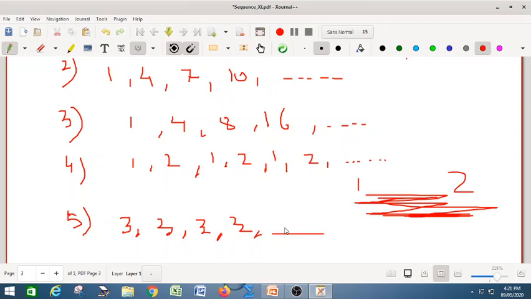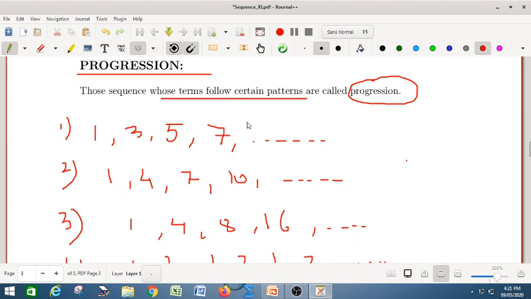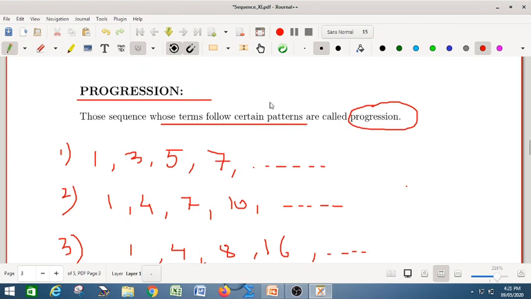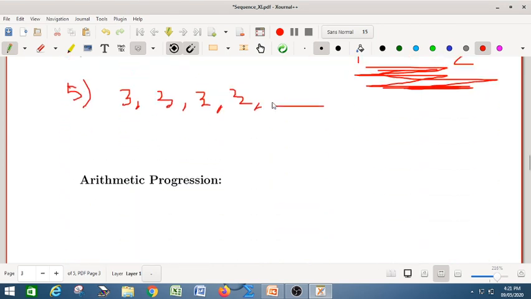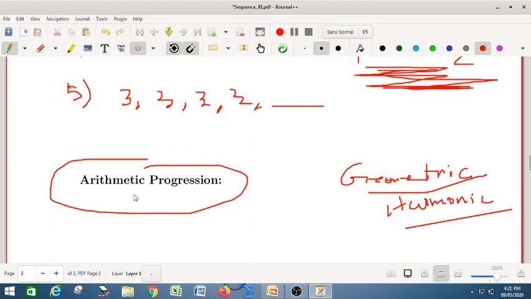So we have a lot of patterns in the sequence. So these are patterns, and if you are talking about patterns, these are called progression. So progressions are basically 3 types. Number 1 is arithmetic progression. Number 2 is geometric progression. And number 3 is harmonic progression. Mainly 3. So we shall talk about arithmetic progression only.